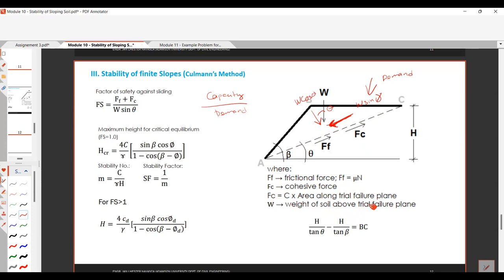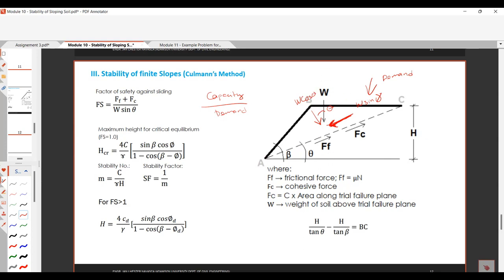And yung W is the weight of soil above this failure plane or above this trial failure plane. So take note that the trial failure plane is AC by this figure. Okay, this one. So above yun yung W natin.